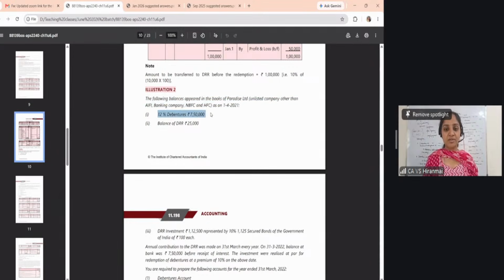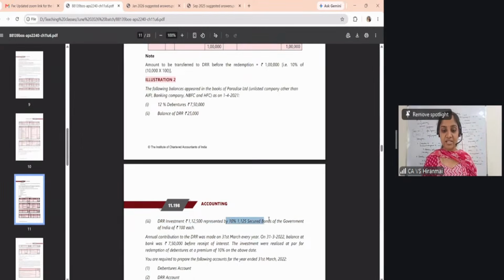Now, what is the value of the debentures? 12 percentage debentures, 7 lakh 50 outstanding value. Already there is a balance of the DRR. How much? 25,000. The DRR investment is also already made. That is 1,12,500. They have invested in 10% secured bonds of the government.